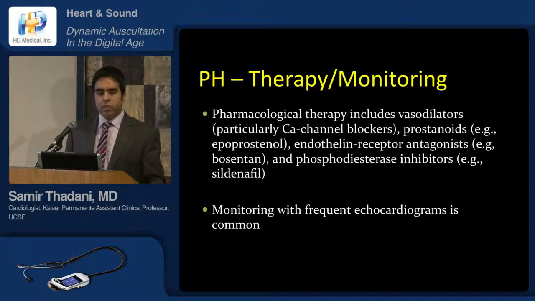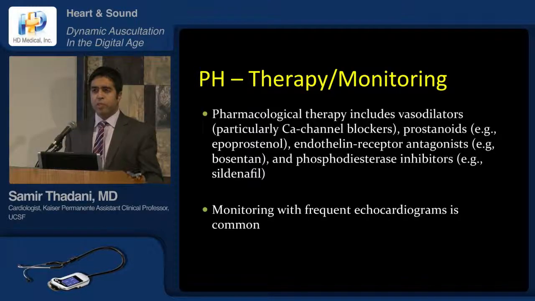And so in terms of therapy and monitoring, over the last couple of decades there have been many different options in terms of pharmacological therapy, including vasodilators, prostanoids, endothelin receptor antagonists, and phosphodiesterase inhibitors. Common to all of this is that patients who get started on therapy often require frequent monitoring, and this is done with repeated echocardiograms. And so this brings up some of the challenges.